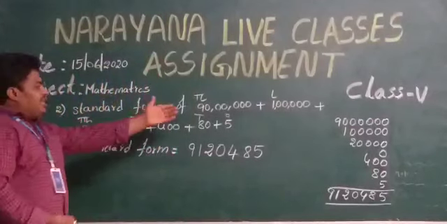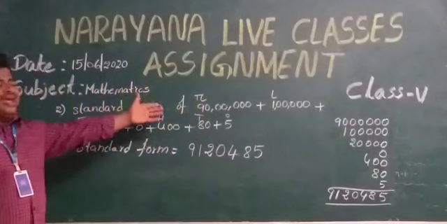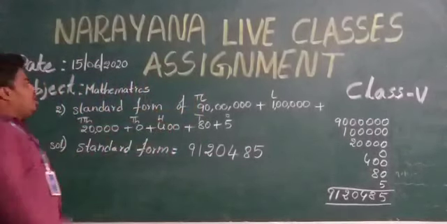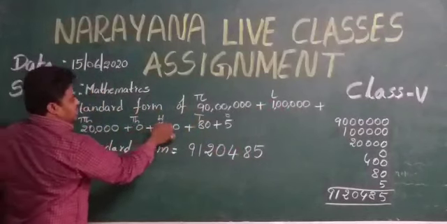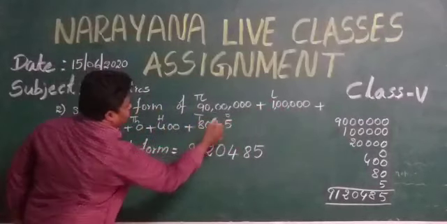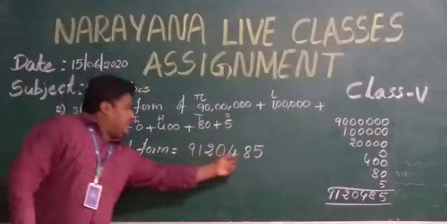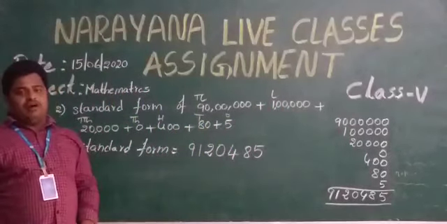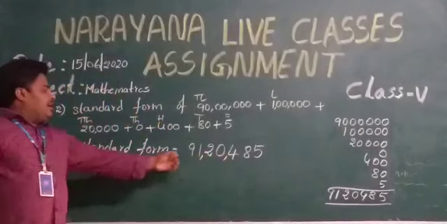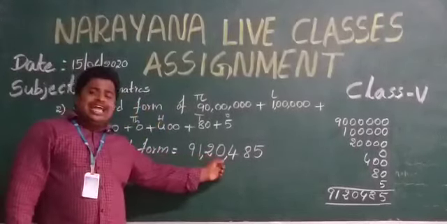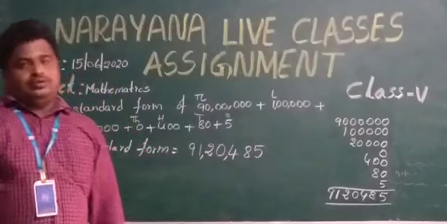We get the same answer by adding all the numbers in the vertical form. But it is easier than the vertical form to write the standard form by comparing the place values. 10 lakhs is there, lakhs is there, 10,000 is there, thousands is there, hundreds is there, tens are there, ones are there. According to the order of the place values, if you write the digits, you can get the standard form easily. So what is the answer? 91 lakh 20,485.